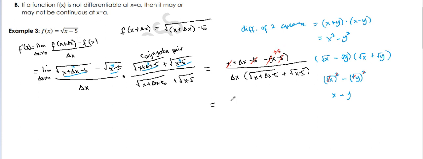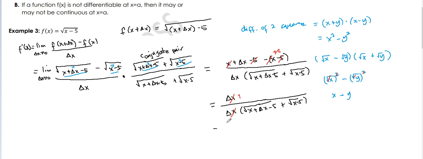So ang matitira dito sa taas ay delta x na lang. We have delta x over delta x times the square root of x plus delta x minus 5 plus square root of x minus 5. And so again, we can cancel yung delta x. Ang maiwan lang dito ay 1 kasi delta x divided by delta x is 1. No? Kaya ang magiging sagot natin is the limit.